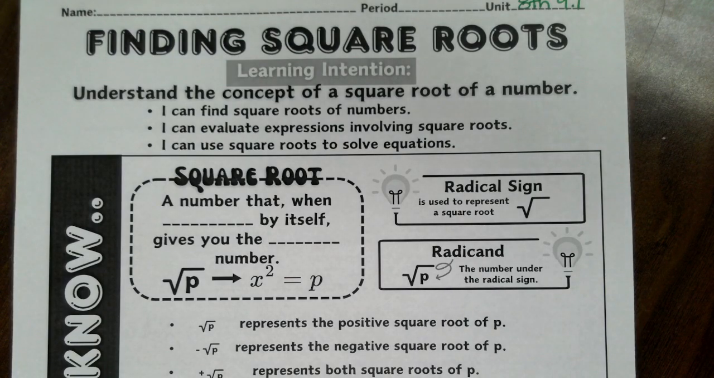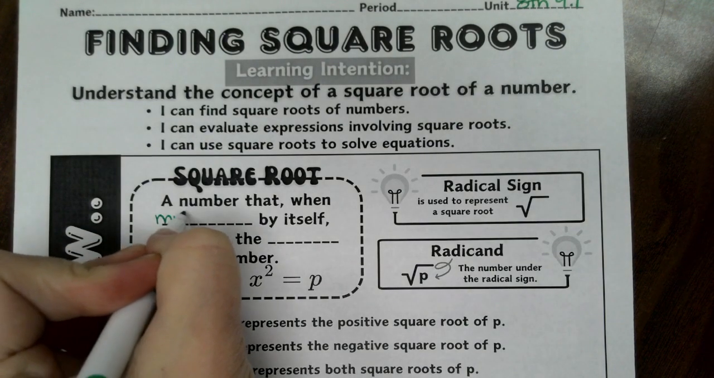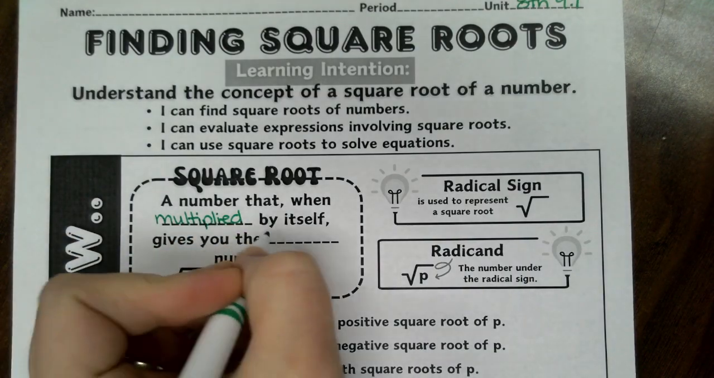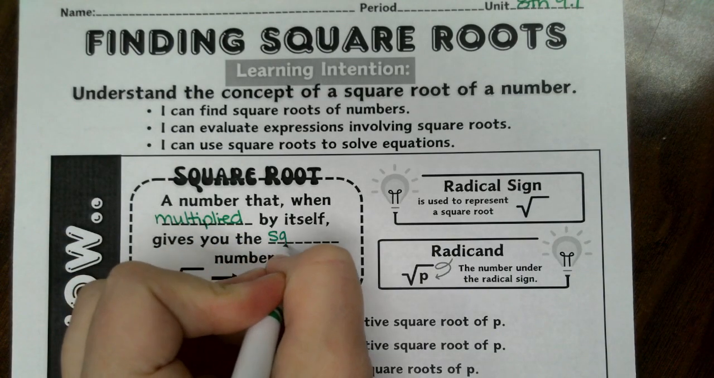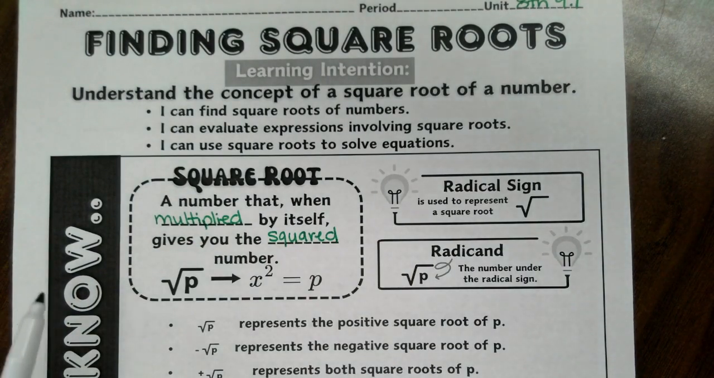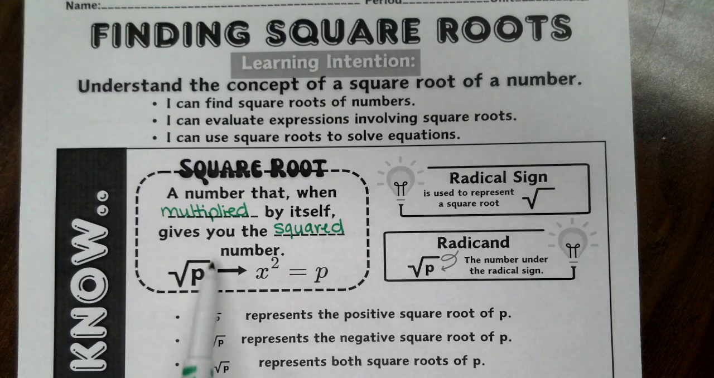So what is a square root? A square root is a number that, when multiplied by itself, gives you the squared number. So it looks like this. You have your radical sign, that's what this is called. And then the radicand is that number on the inside. And that square root equals a number squared. So the number squared equals p.